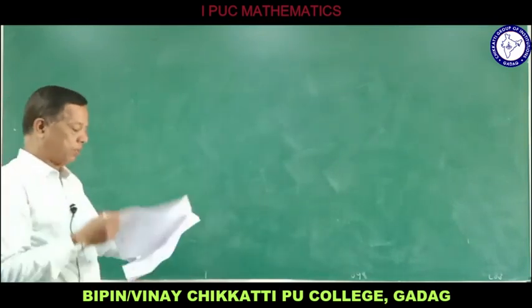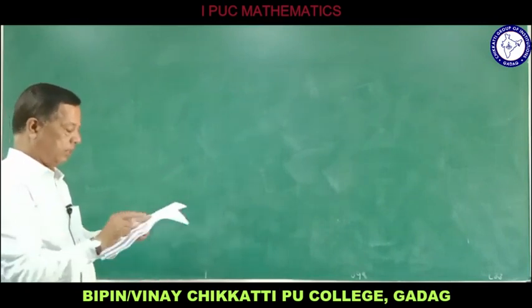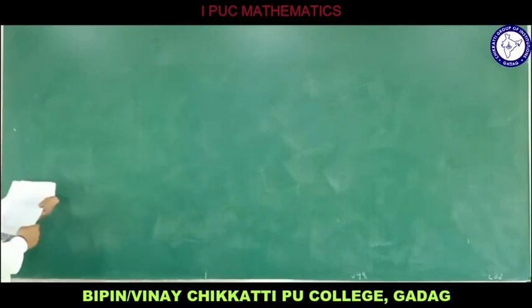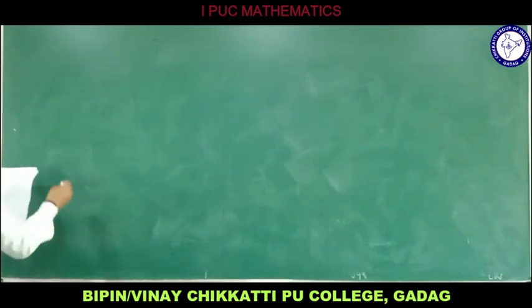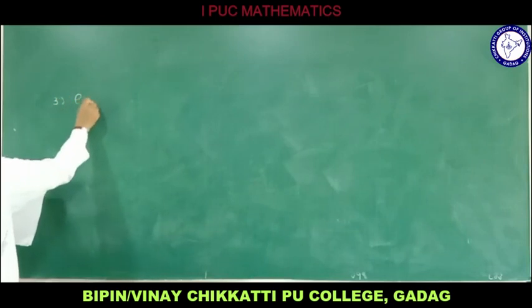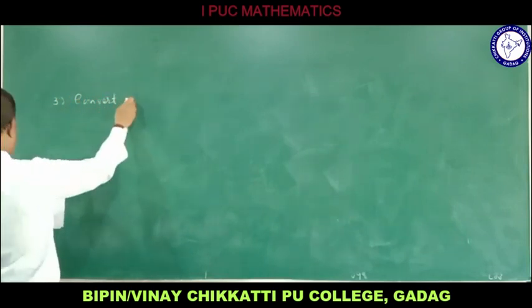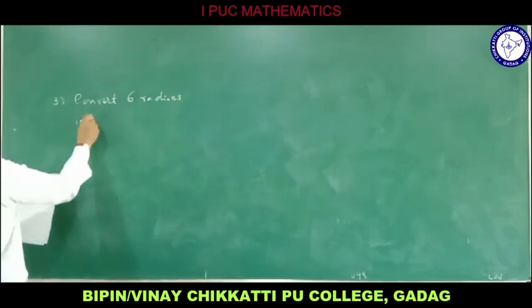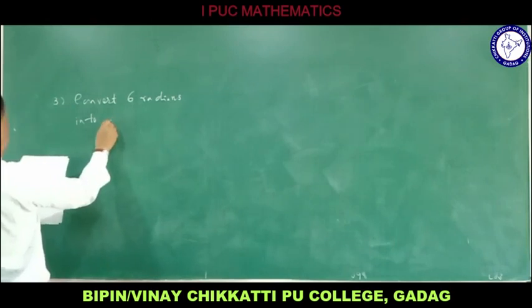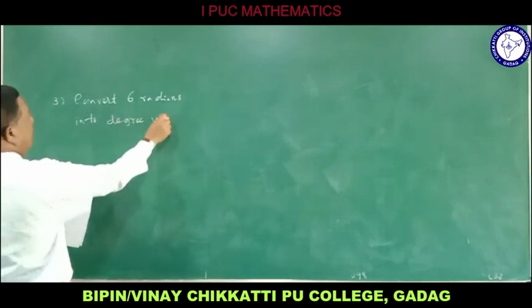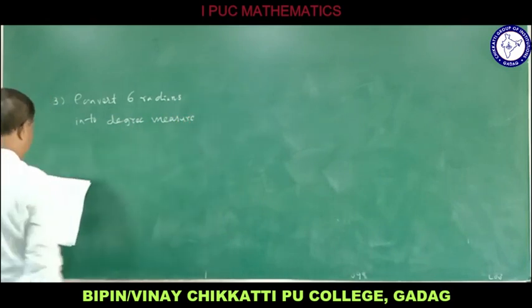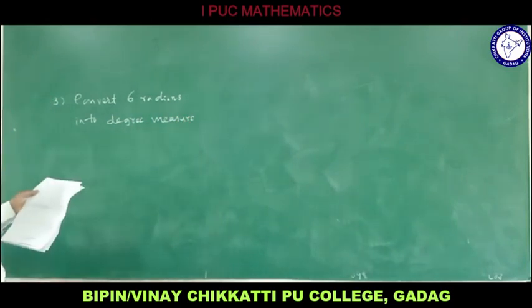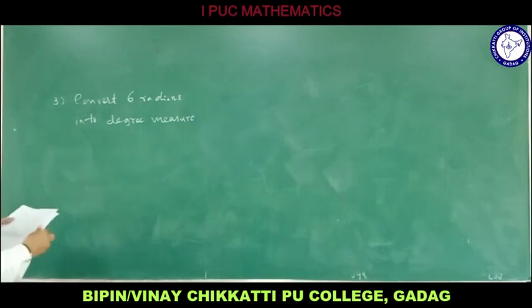When all these problems are over, see this. That one more is third one, convert 6 radians into degree measure. I'm taking more concentration on this, and you will see that how this can be done here.